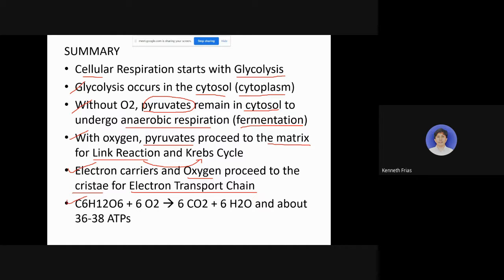And last, as a general balanced reaction, one glucose molecule needs six molecules of oxygen so that it could process cellular respiration properly and produce six molecules of carbon dioxide, six molecules of water, and about 36 up to 38 ATPs, or adenosine triphosphates, which are energy molecules used by your cells to perform cellular activities.